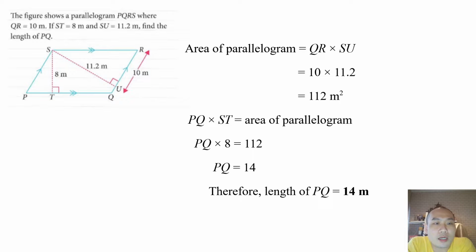By using QR as the base, the area of the parallelogram is QR times SU, where SU is the perpendicular height to QR. That gives us 10 times 11.2, resulting in 112 square meters for the area of the parallelogram. With this new piece of information, we can now find the length PQ by using it as the base and ST as the perpendicular height. So PQ times ST is the area of the parallelogram. That gives us PQ times 8 equals 112, resulting in PQ being 14.